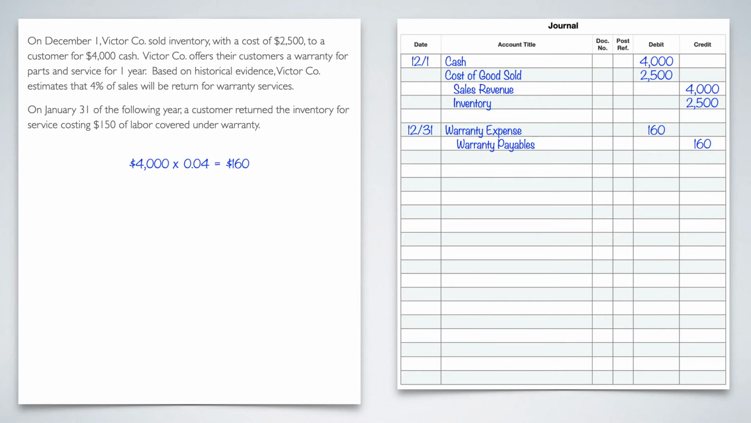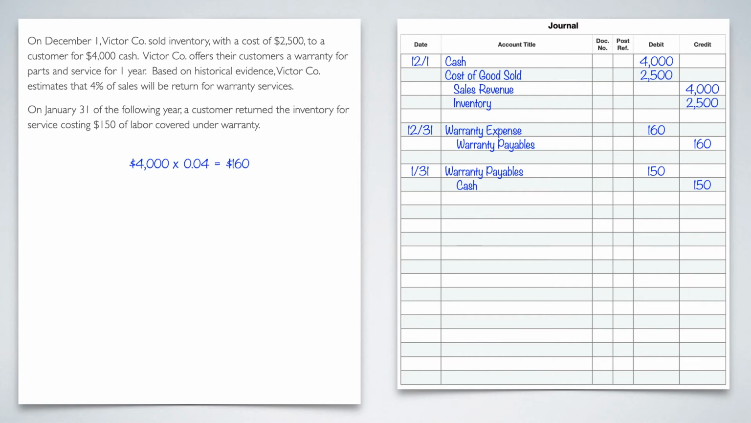So then on January 31st, we actually do have some coming back, and it's going to cost us 150 to fix it. To do that, we would debit warranties payable for 150, and then credit cash for 150 to fix it. All right, that's the most basic form, if it's within what we put into warranties payable. We put in 160, we ended up needing 150.